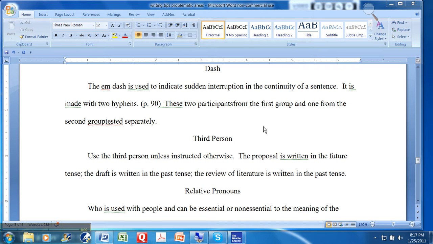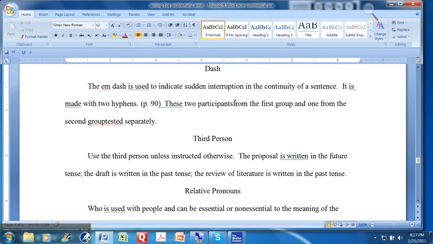I'm going to pick up my fourth section here with the dash, or the M dash as it's called, because it is the width of the capital M, like Maureen. And the M dash is used to indicate sudden interruption in the continuity of the sentence. You make a dash with two hyphens, and you can look on page 90. And I'm going to use the example that's actually in the book.